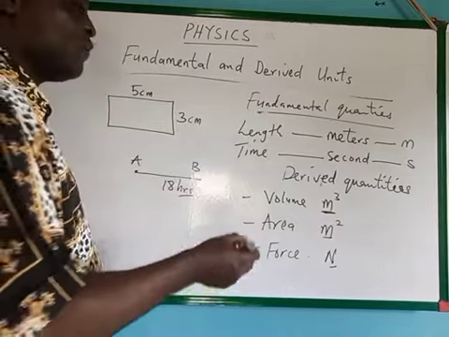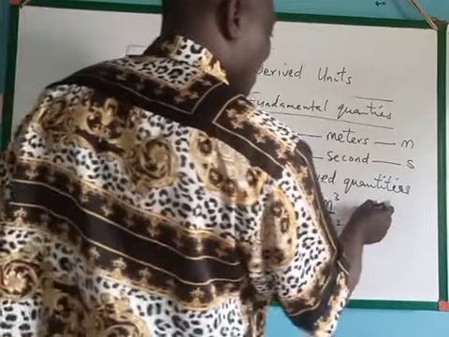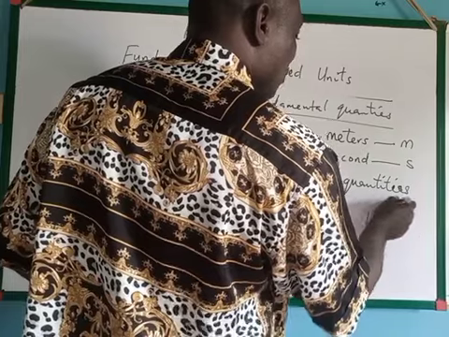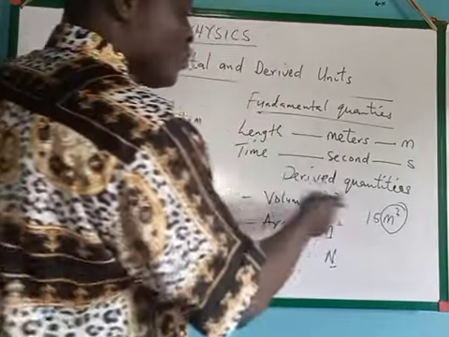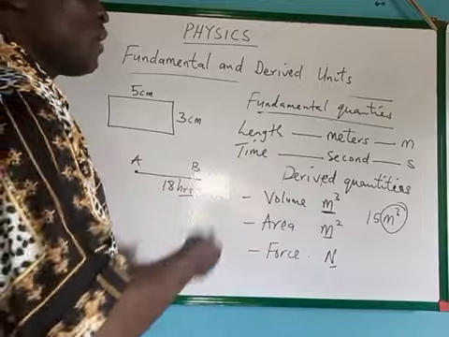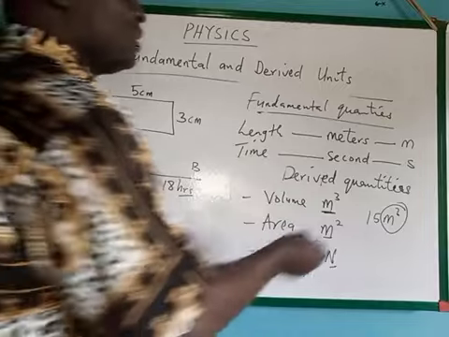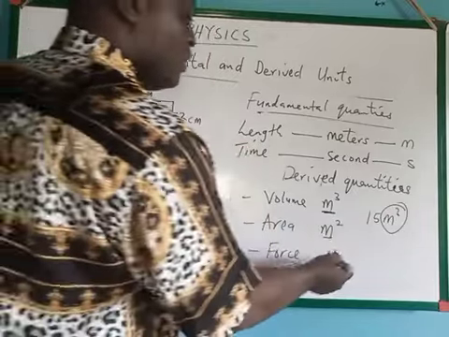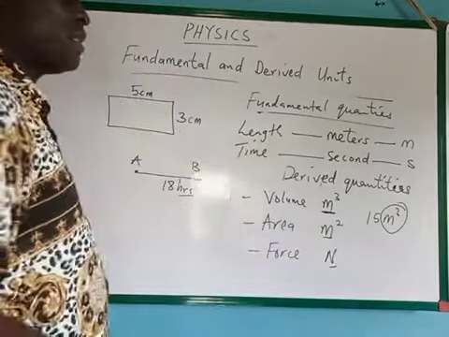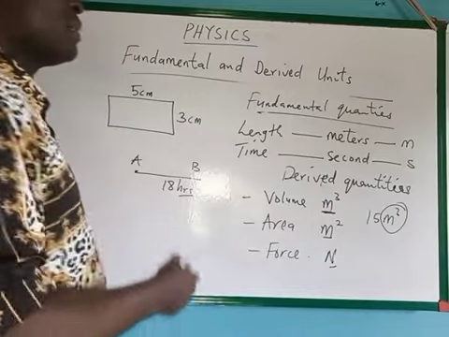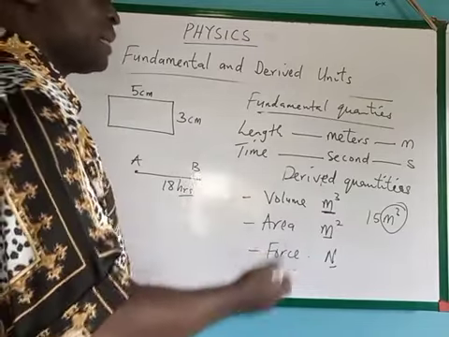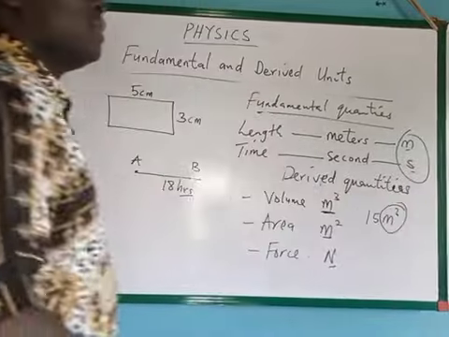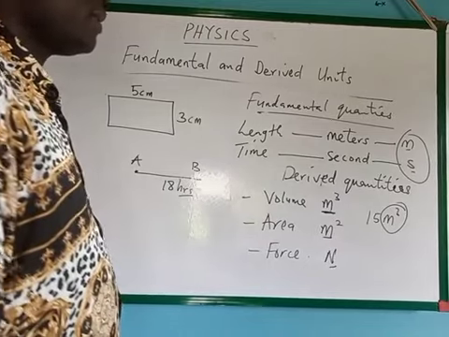So if I calculate the volume of a cone and I get 15, if I add meter cube, this meter cube becomes a derived unit. So that is why meter cube is a derived unit. So if you are asked to give an example of a derived unit, one example is meter cube, meter square, Newton. These are examples of derived units. Then for fundamental units, you have meter, you have seconds. These are examples of fundamental units.